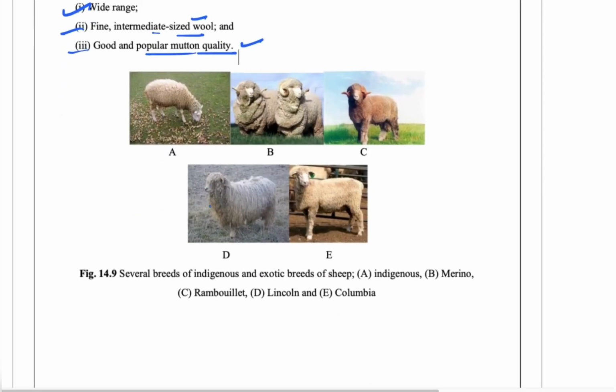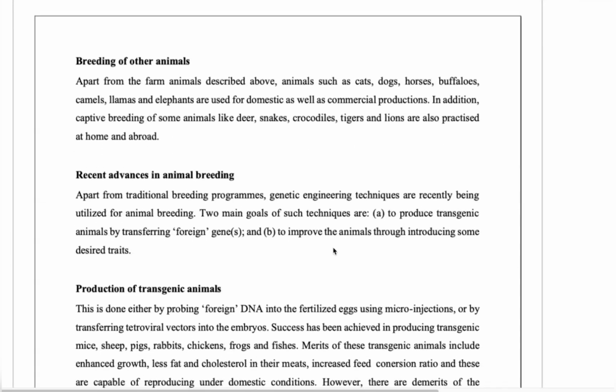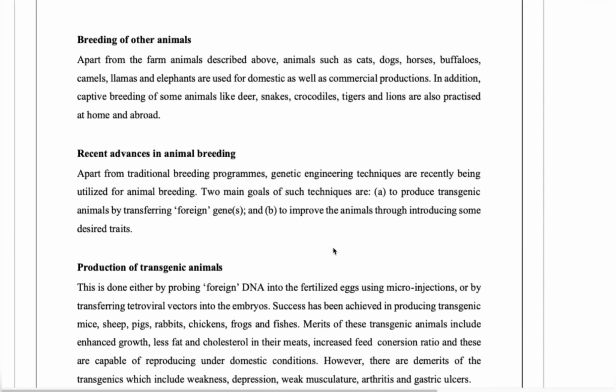So here in the pictures you can see the first one is the indigenous, then this is the merino. This is very, very important. This is bred for their wool. Then there is Rambouillet, then Lincoln, and this is the Columbia, this one. So now this is all about the breeding of cattle and sheep.